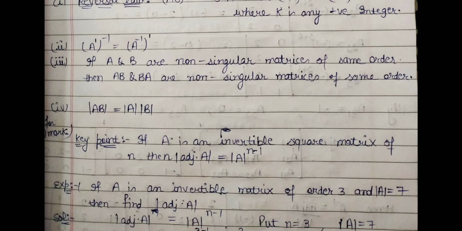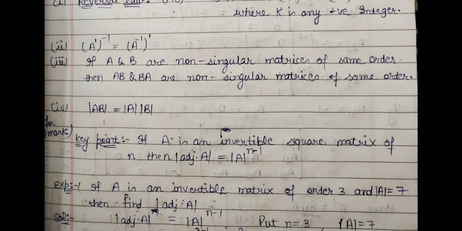Now we have one question. For this, firstly we will discuss one key point. If A is an invertible matrix of order n, then determinant of adjoint of A is equal to determinant of A raised to power n minus 1, where n is the order of the matrix.